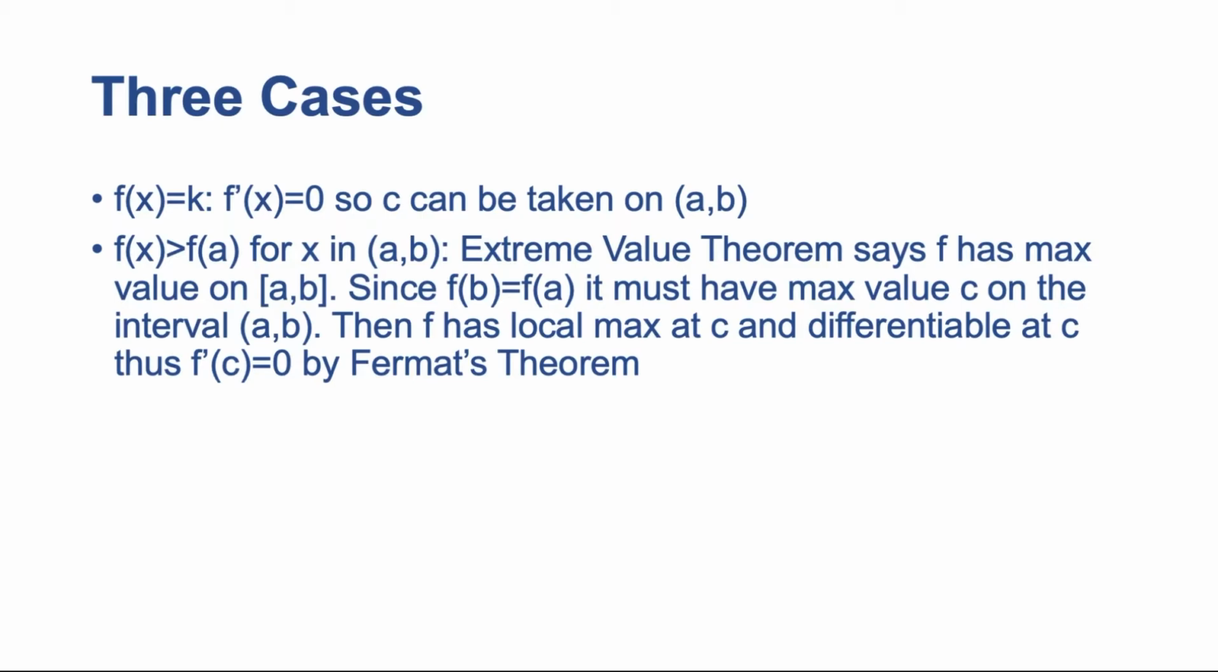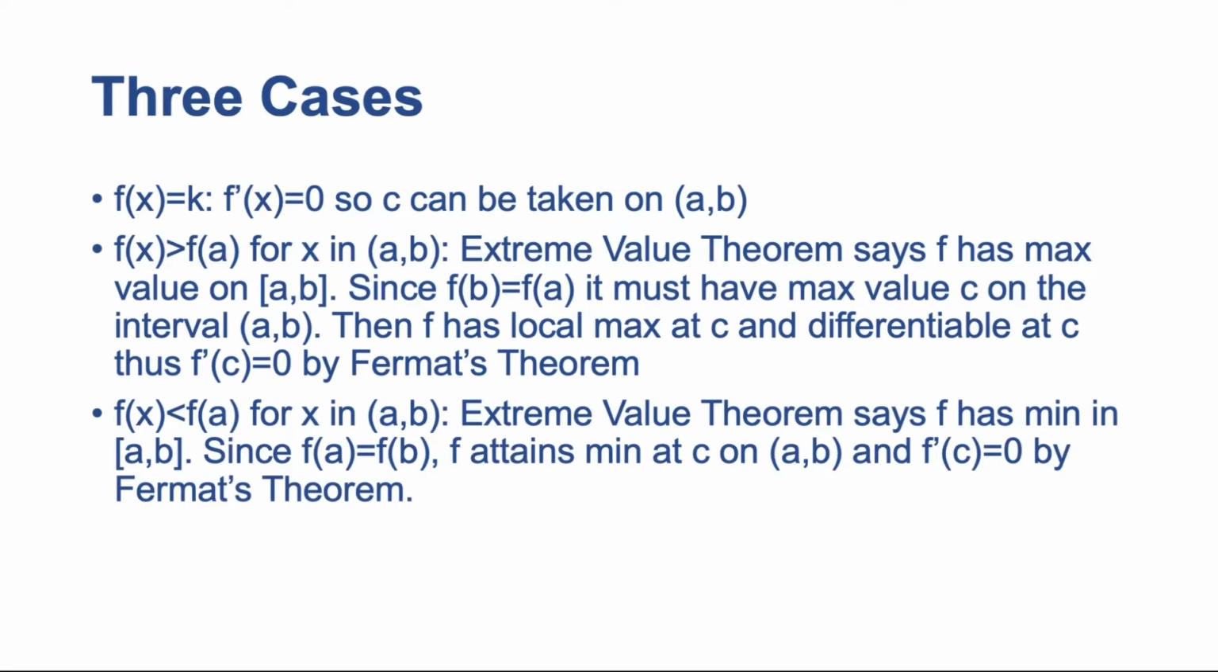Okay, so now let's look at the third case. The third case says that if f(x) is less than f(a) for some x in (a, b), the extreme value theorem once again says that f has a minimum on the closed interval [a, b]. Since f(a) equals f(b), f attains a minimum at c in the interval (a, b), and f'(c) will once again be 0 by Fermat's theorem. All right, so those are the three cases for Rolle's theorem that we are going to be using, and that's really what it's about. So now let's cover an example of Rolle's theorem.